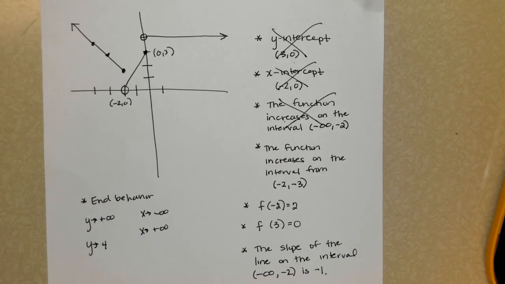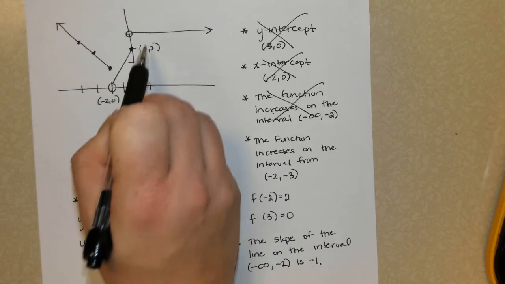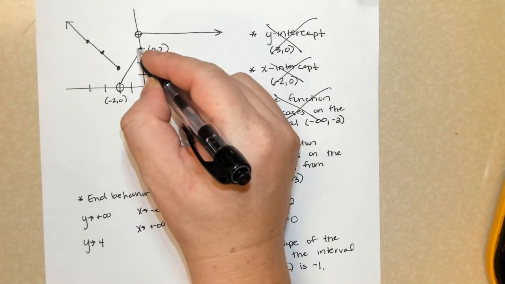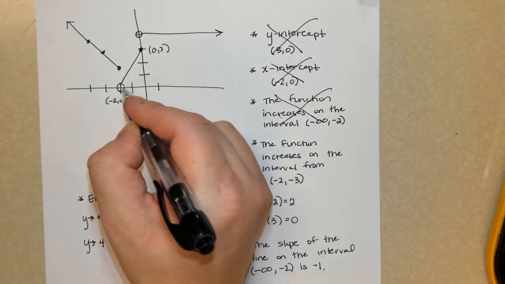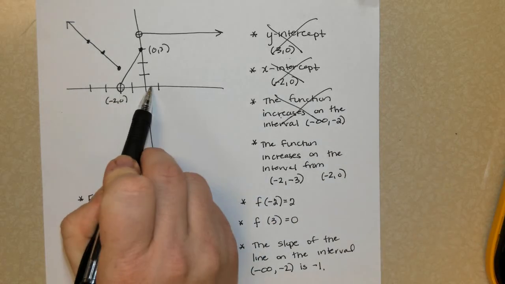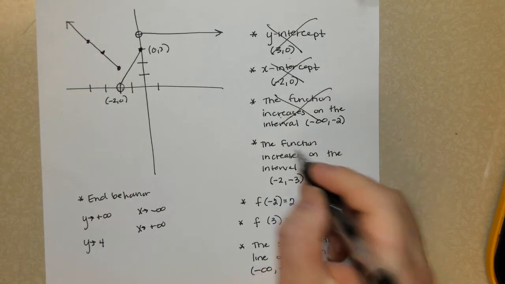The function increases on the interval from negative 2 to negative 3. Well, I was trying to trick students here by looking at negative 2 and then negative 3 and wanted you to say, yep, that's what happens. Remember, if I was going to describe this increase in interval, this would actually be from negative 2 to 0, because it's in terms of x values, not in terms of a y value.